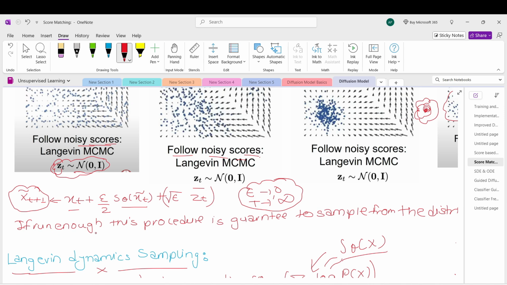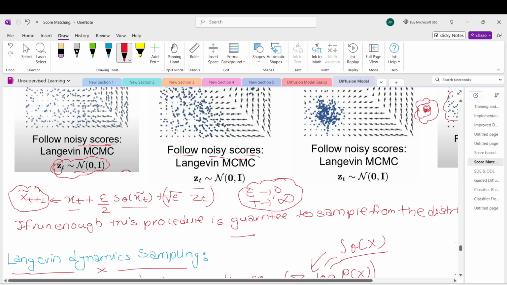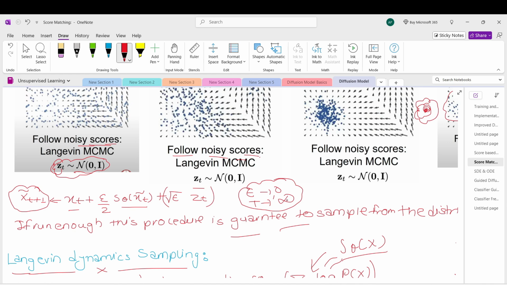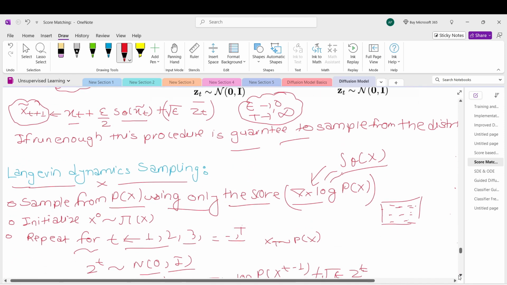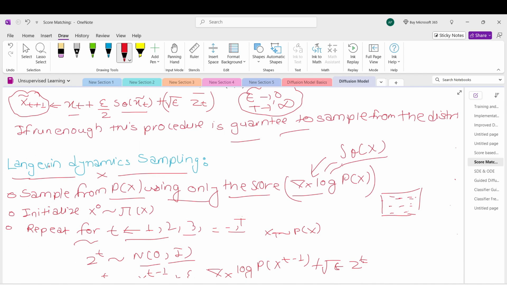If you run this procedure enough, it is guaranteed to sample from the distribution p of x. In theory, if epsilon tends to 0 and t tends to infinity, it will guarantee that we sample from this distribution p of x. This is called Langevin dynamic sampling. It is just an algorithm for us to operate.